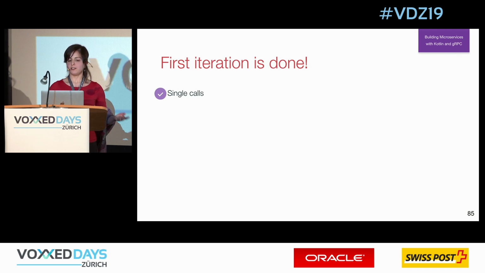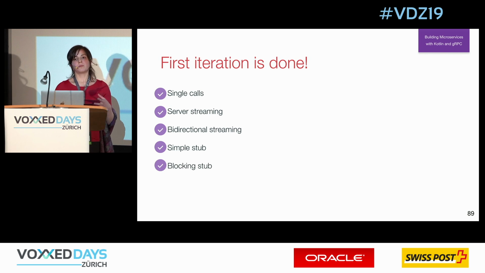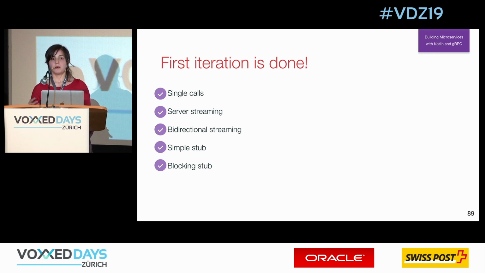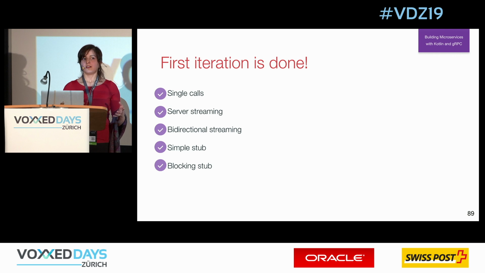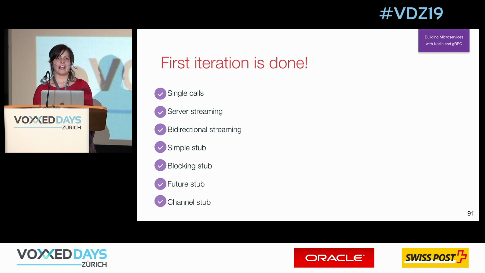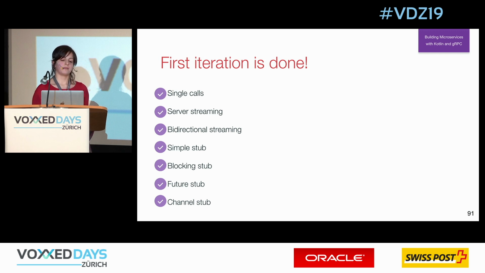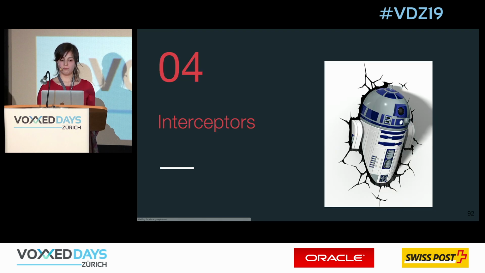We talked a little about single calls, how we can do server streaming, bidirectional streaming, how we can do simple stuff. Actually, we didn't talk a lot about blocking stuff because it's quite the same as future stuff, but instead of making await, you're just blocked. And then the new stuff, which is not official yet because it only comes from Kotlin, the channel stuff. So the first iteration is done, and let's talk a little about interceptors.